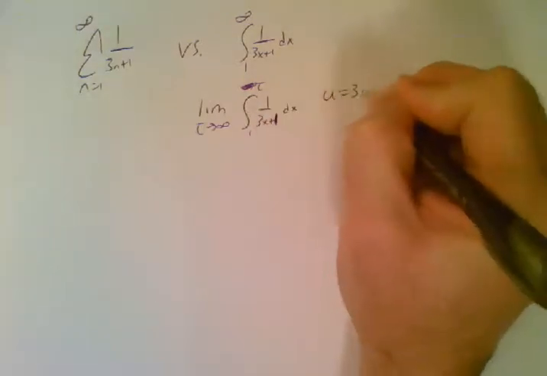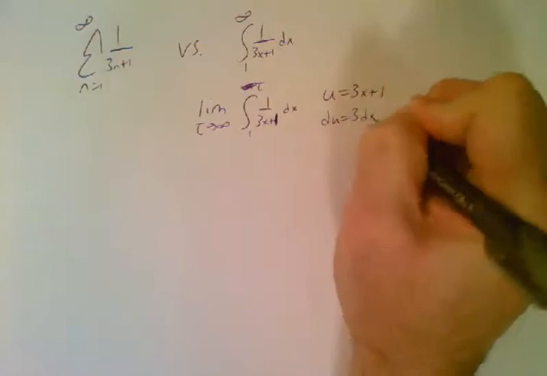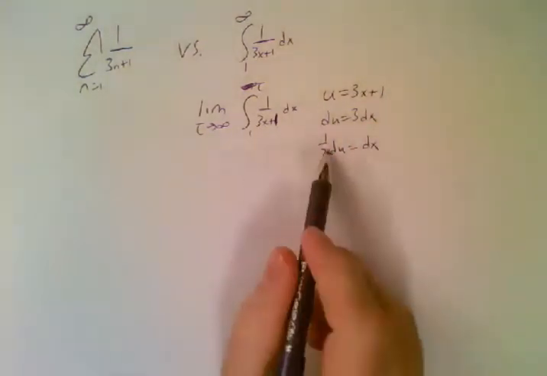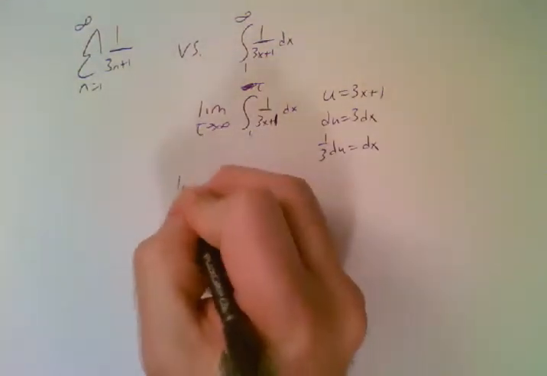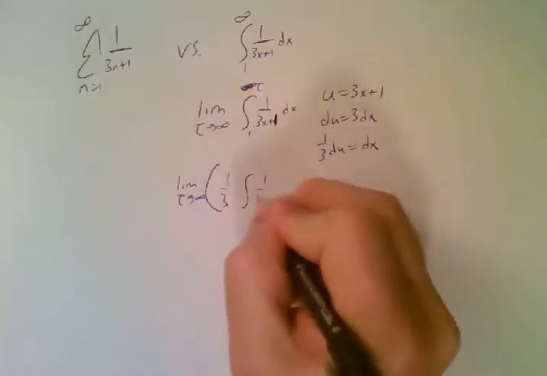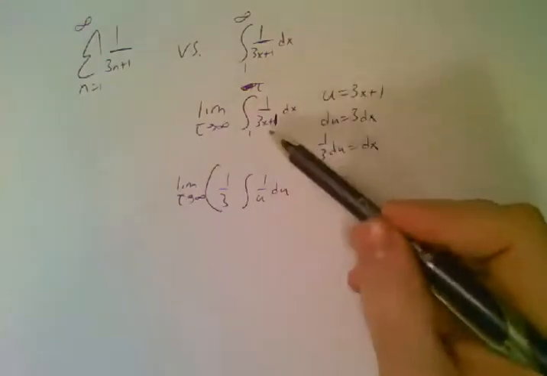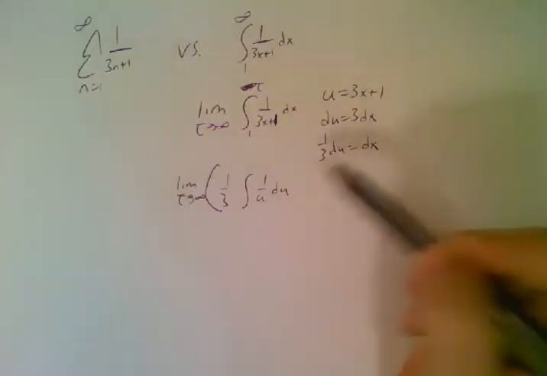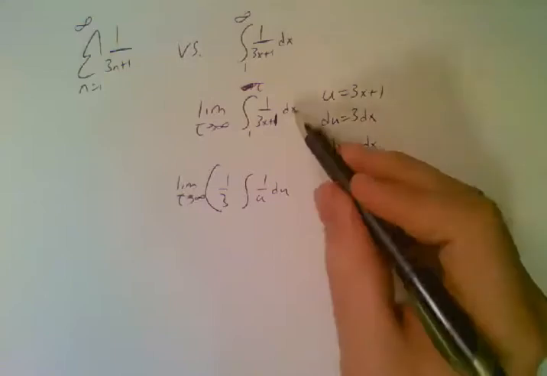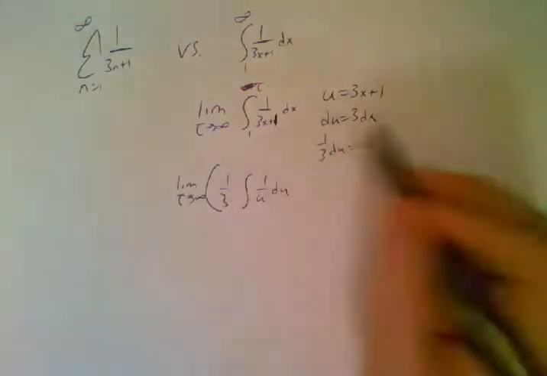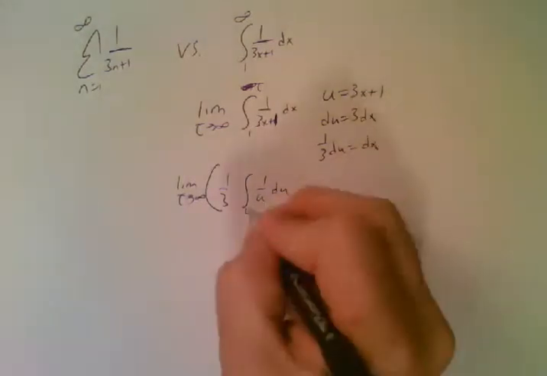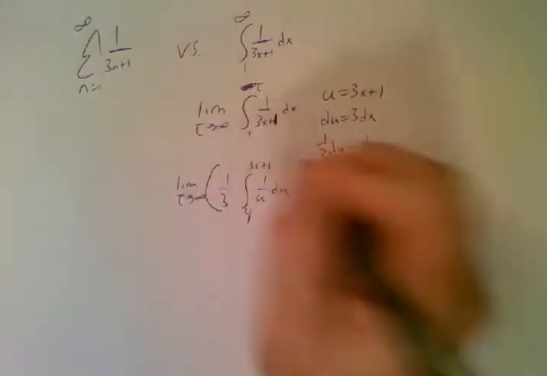So if you let u equal 3x plus 1, du is 3 dx. So 1/3 du equals my dx. And that means I basically just need to pull out a 1/3. So I have the limit as t goes to infinity, 1/3, my integral of 1 over u du, right? 3x plus 1 turned into u, so that's here. My 1/3 du replaces my dx. And instead of going from 1 to t, I'm going to go from 4 to 3t plus 1.